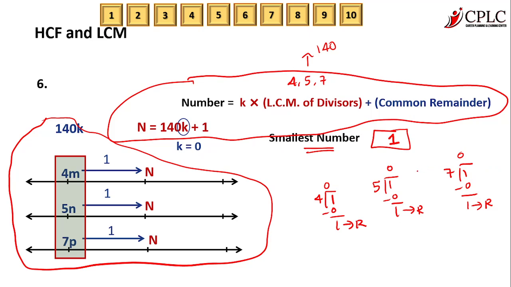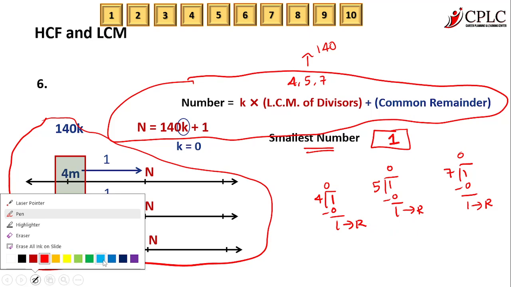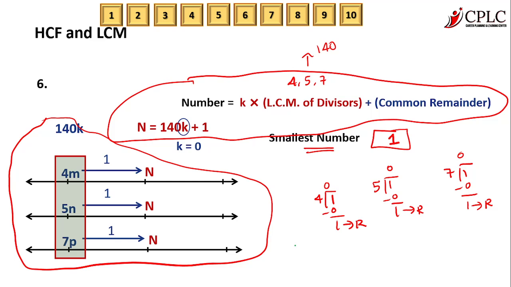So the correct answer for this question should be none of these, which is answer option 5, for example. A lot of people say it is 141, but let me tell you, 141 is the second smallest number basically. Why second smallest number? Because then k becomes 1, and if k becomes 1, the number is 141. But if you remember, people were asking for the smallest number, and the smallest number is not 141, it is 1 actually.